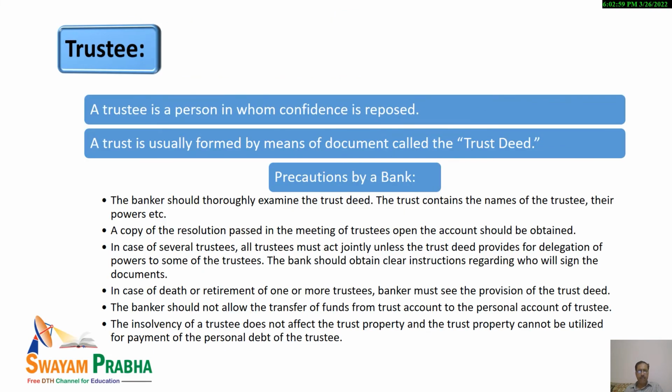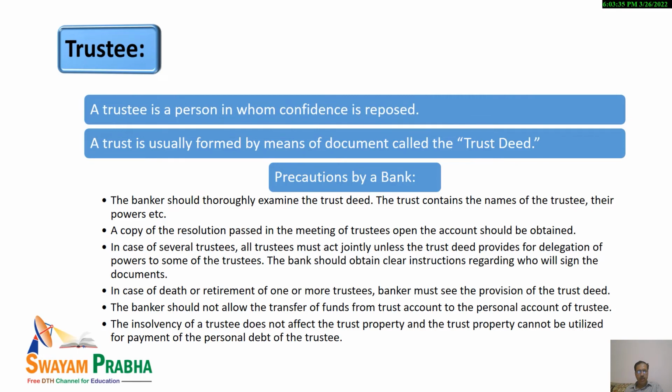Now, trustee. I think you know what is a trust. A trustee is a person in whom confidence is reposed, and in order to deal with some trust, trustees are appointed. And a trust is basically formed by means of a document, and that is known as a trust deed. So it may be a charitable trust, it may be an educational trust, various types of trust may be there. So, what are the specific precautions to be taken by the bank?